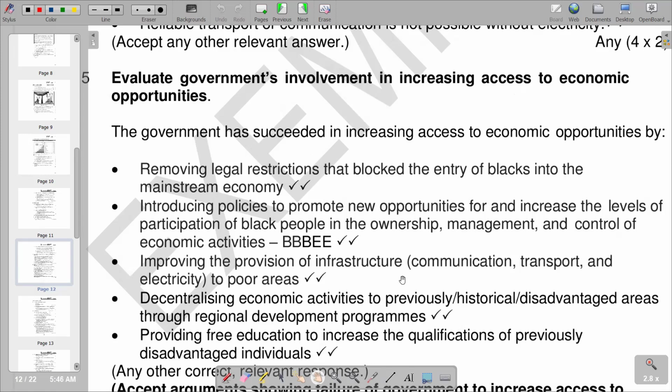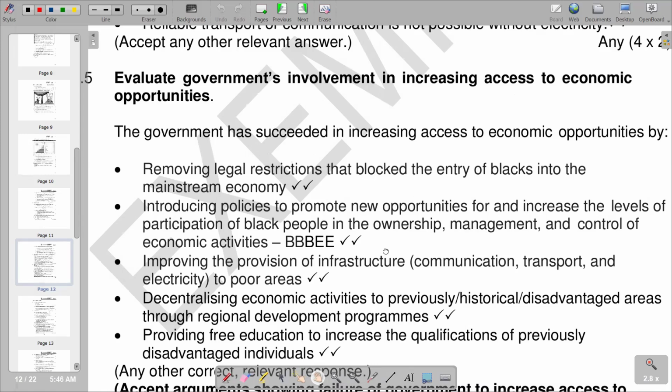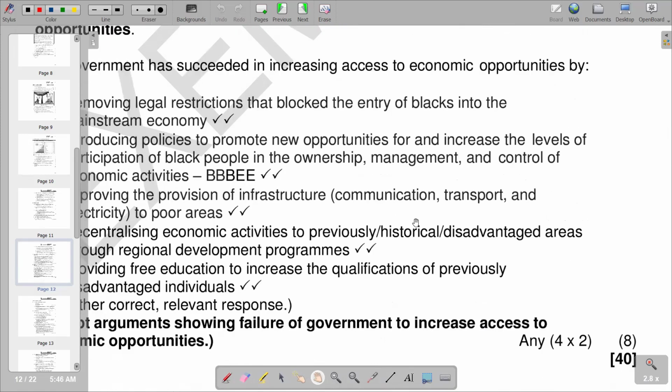So these are some of the points that you can include in terms of 3.5, and you see that our 3.5 has got 8 marks. Obviously, at least 4 points are required on that question. We see that this is the end of our question 3. And obviously, we need to move on to our next question.